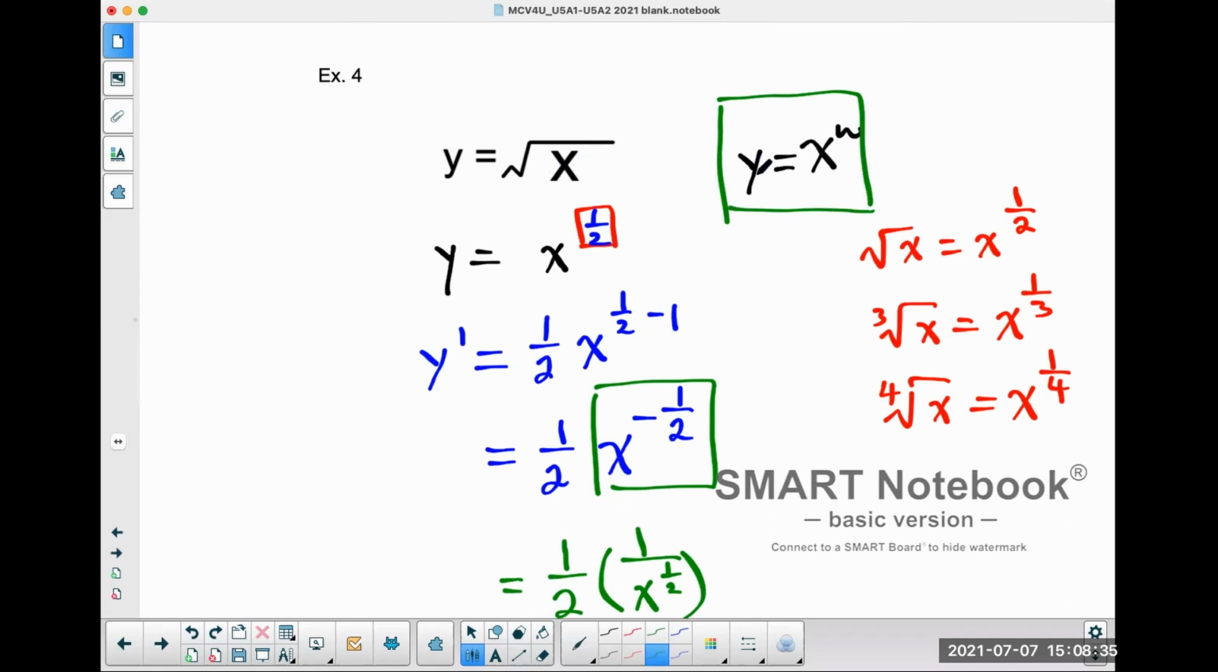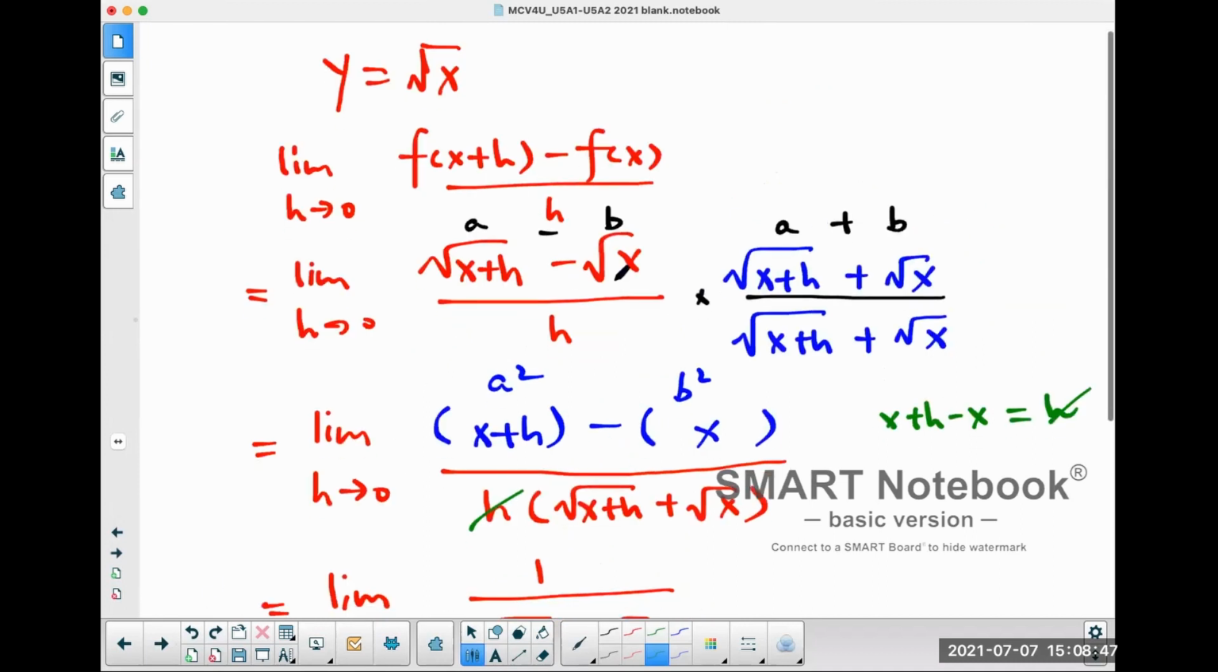So a square root function, the derivative can be found using the power rule as well. Okay, but here's a good practice of conjugation, rationalization of a square root function, right? So anytime you get a square root function, always remind yourself to do conjugation. Multiply by the opposite, a plus b, a minus b.